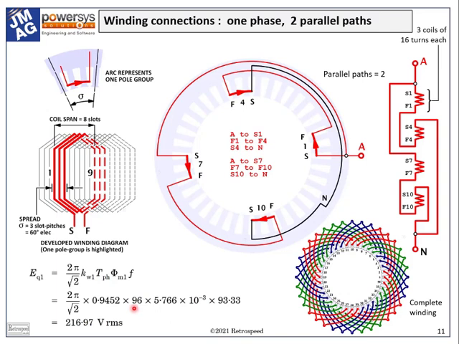The winding factor is the product of the pitch factor KP1 0.9848 and the distribution factor KD1 0.9598, that is 0.9452, and with 5.766 milliwebers per pole and a frequency of 93.3 Hz, we get the EMF 216.97 volts RMS.